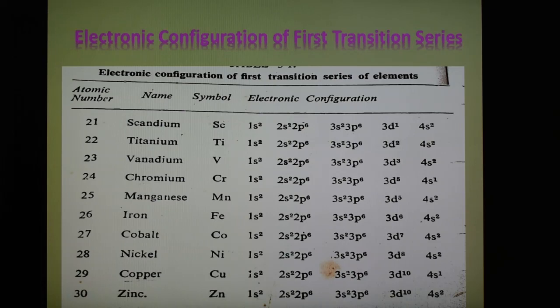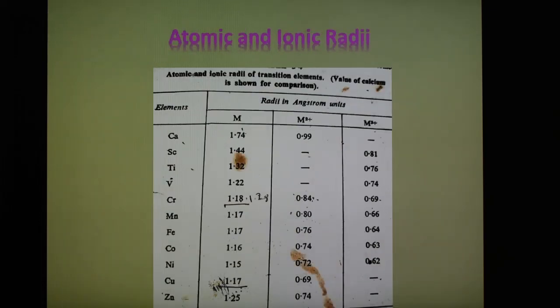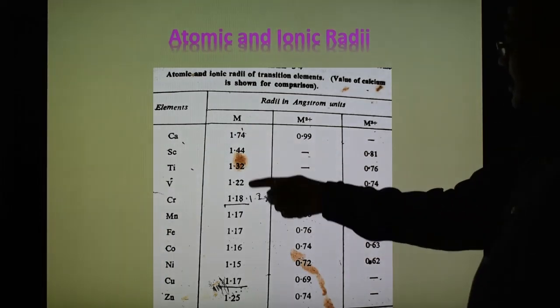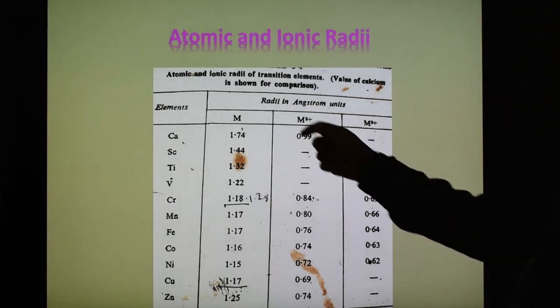Now, after this, the second property that we are going to see is atomic and ionic radii. As we know, the distance between the center of the nucleus and the outermost shell of electrons in an atom is known as the atomic radius, and in the case of an ion it is known as the ionic radius. The values are given, and calcium's value is given for comparison, and the value decreases with the increase of atomic number of the element.